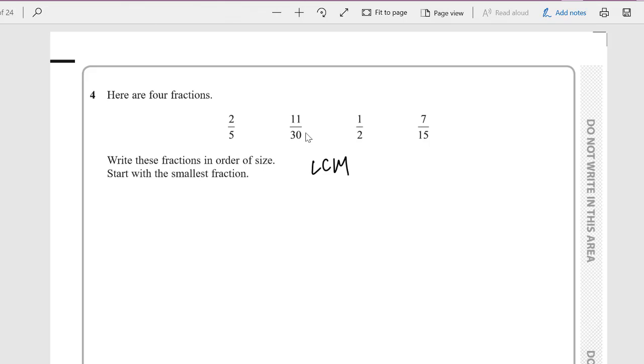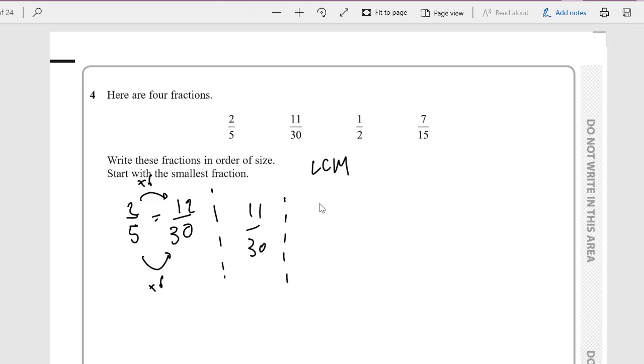So let's take the largest number, 30. So I can see that all these numbers, 2, 15, 5, are factors of 30. So 2 over 5, if I change that to 30, well, I know I've multiplied by 6. So multiply by 6. So I get 12. Then 11 over 30, well, that's just going to stay the same. Then I've got a half. So I know I've multiplied by 15.